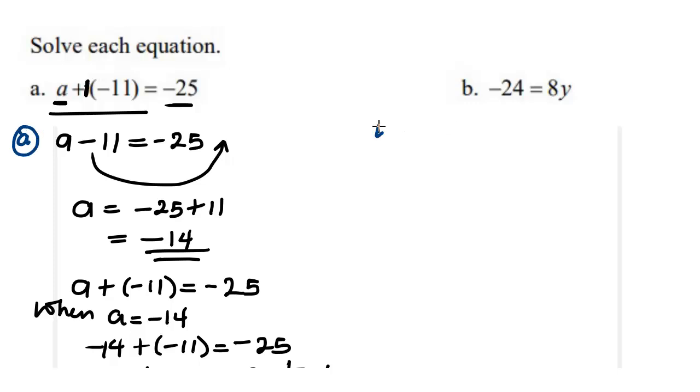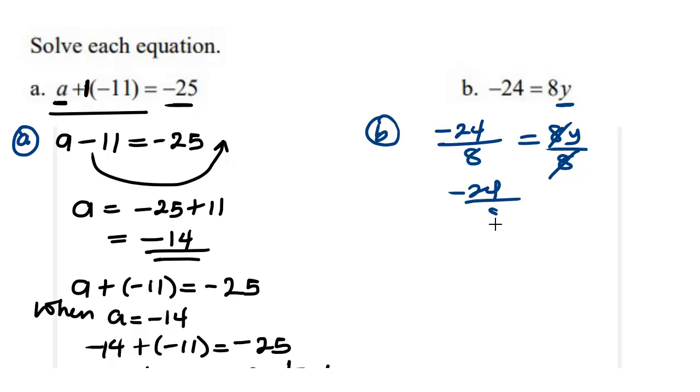So this is question A solved. For question B, it says minus 24 is equal to 8y. What we are looking for is the value of y that will make this equation true, that will make the left hand side equal to the right hand side. So all we just need to do is to divide both sides by the coefficient of y, which is 8. So we have minus 24 over 8 is equal to 8y over 8. 8 cancels 8. So we have minus 24 over 8 is equal to y. So minus 24 divided by 8 would give us minus 3. So minus 3 is equal to y. So this implies that y is equal to minus 3.